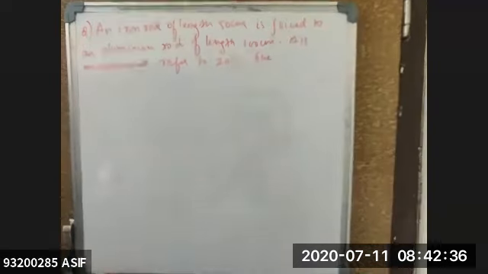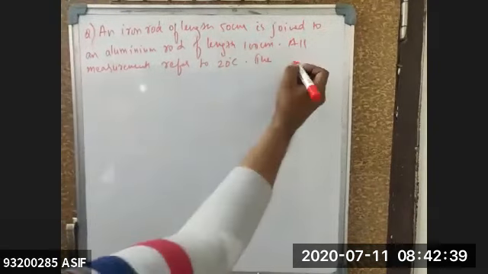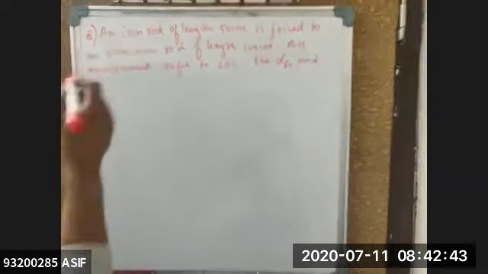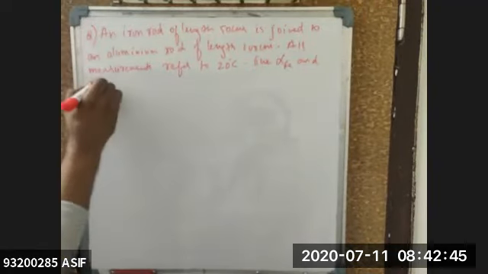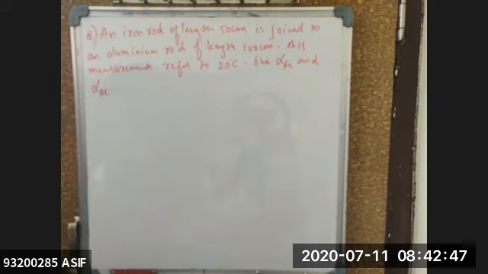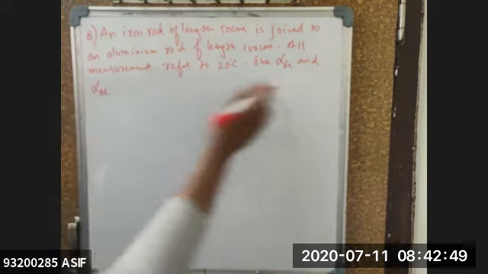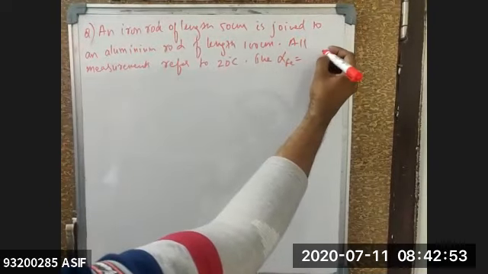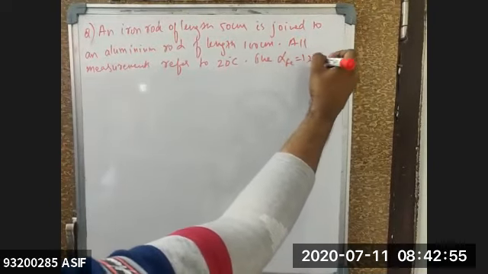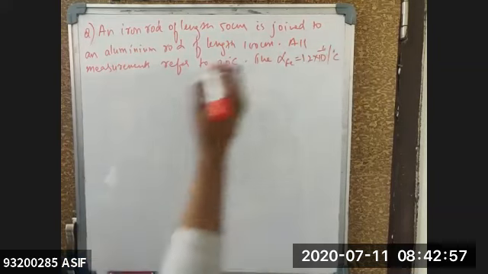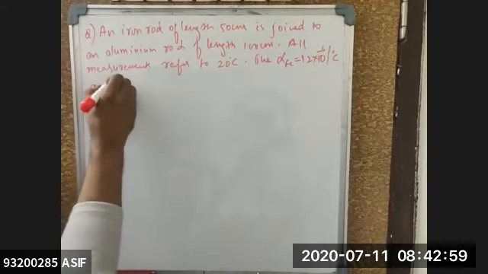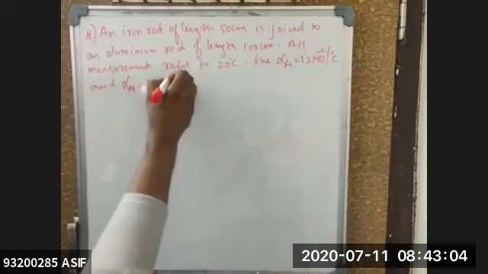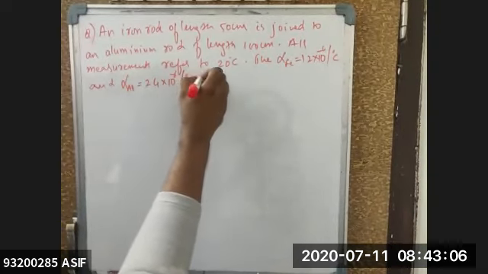First, alpha of iron and alpha of aluminium. Alpha of iron is equal to 12 into 10 to the power of minus 6 per degree centigrade, and alpha of your aluminium is equal to 24 into 10 to the power of minus 6 per degree centigrade.